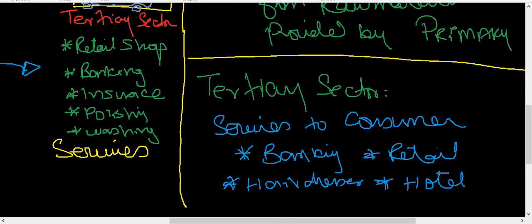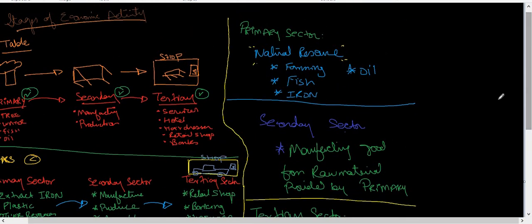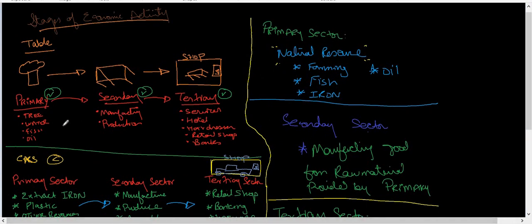So with this, we have understood the stages of economic activity. These are the various stages: primary, secondary, and tertiary. Every business goes through them. If you have any question, please write to me and I'll be happy to answer that.